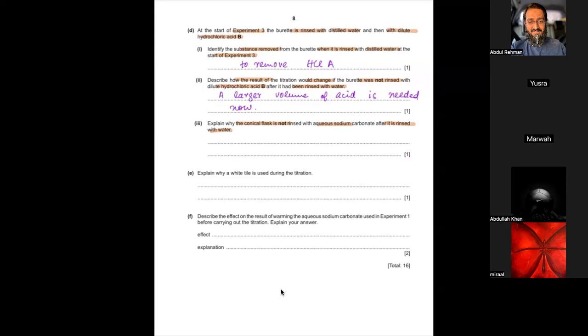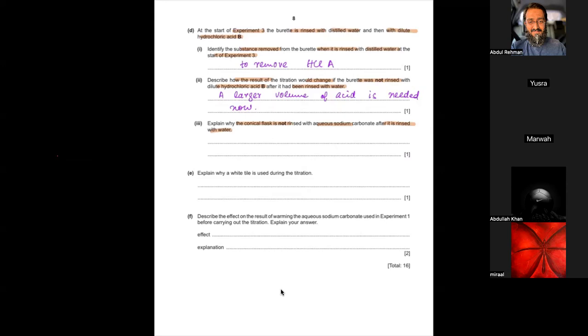Yes, can anyone tell me? Are we measuring anything in the conical flask? No. No, right? Because one thing is being measured in the burette and the other thing was measured in the pipette. And then we are transferring both of them, one thing earlier in the flask and then the other thing.